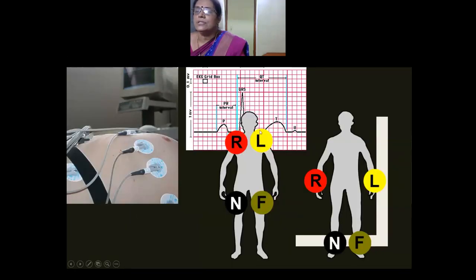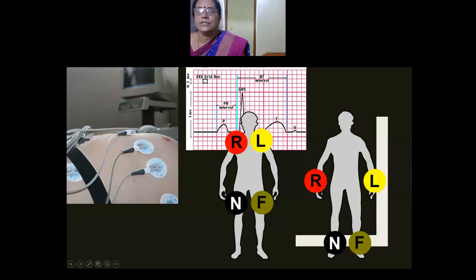Then which electrodes are used in that electrocardiogram? Here the 4 limb electrodes and the chest electrodes are used. The limb electrodes are the 2 electrodes joined to the arms, left arm and right arm, and the 2 electrodes used on the legs. That's why they are called the limb electrodes.